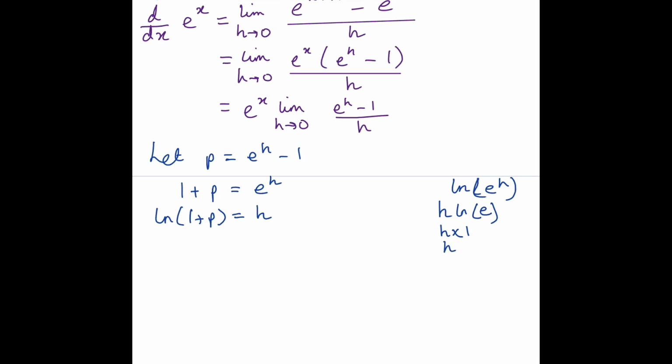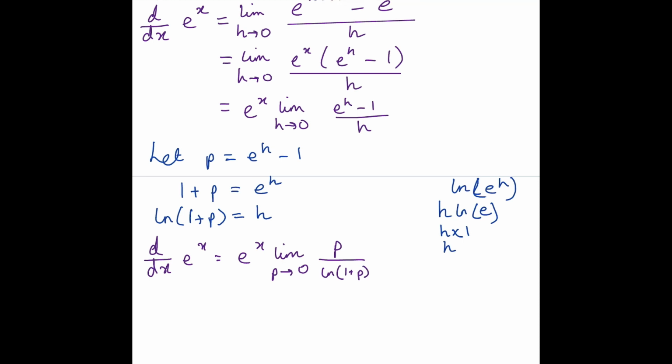So now I'm going to rewrite this. We're going to get d by dx of e to the x is e to the x times the limit. I'm now going to switch this up to p tends to 0. I'll explain why in just a second. And then remember, we're replacing our numerator with p, and we now know what h is, ln(1 + p).